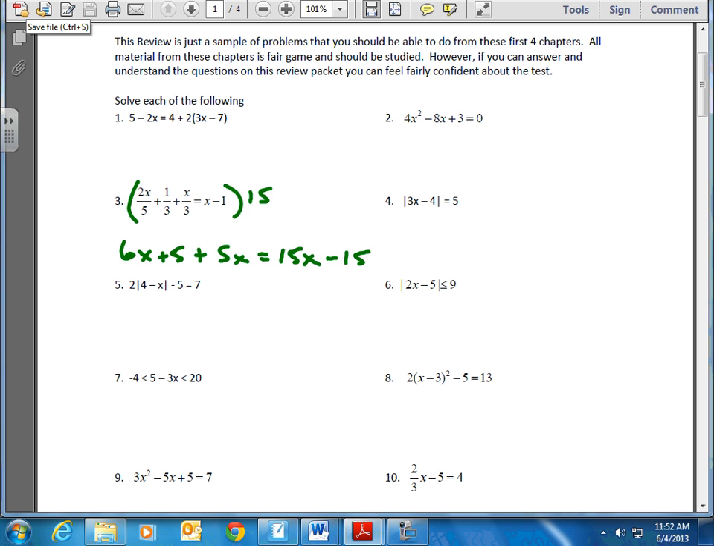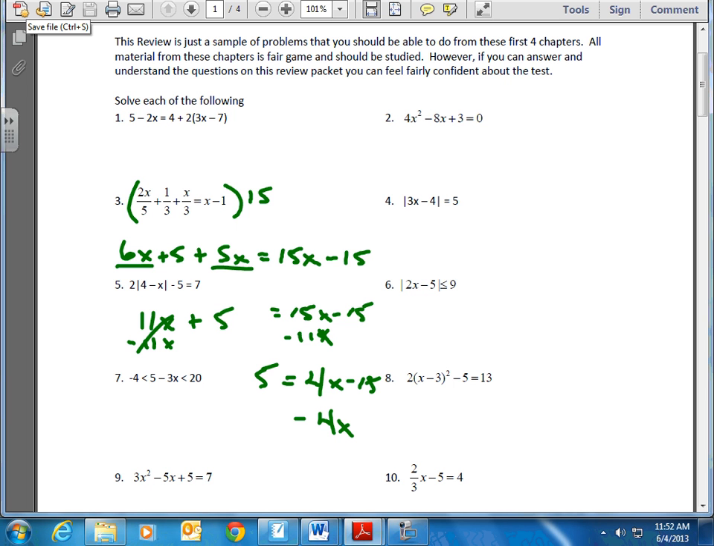Okay, now question 3 looks very similar to question 1. We're going to simplify the left-hand side and the right-hand side as much as possible. Right-hand side is already simplified. Left-hand side, combine my like terms. Put the variables on one side. I'm going to subtract 11x from each side. Add 15 to both sides. To get rid of that 15, divide both sides by 4. And we have our answer, x equals 5.